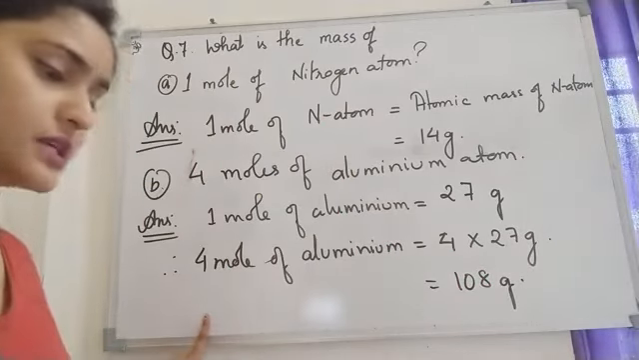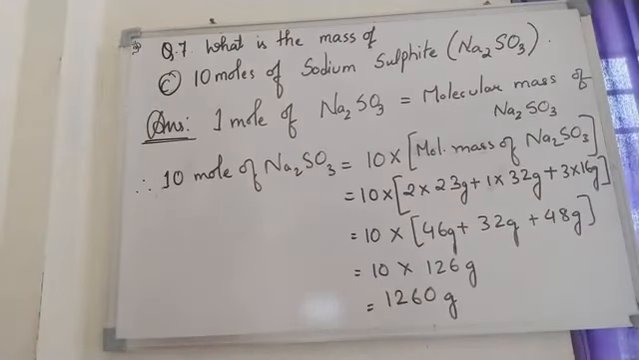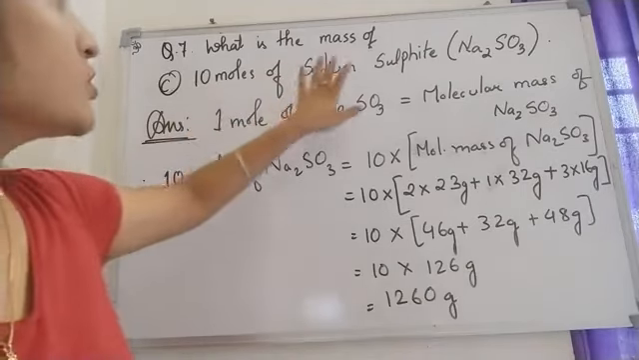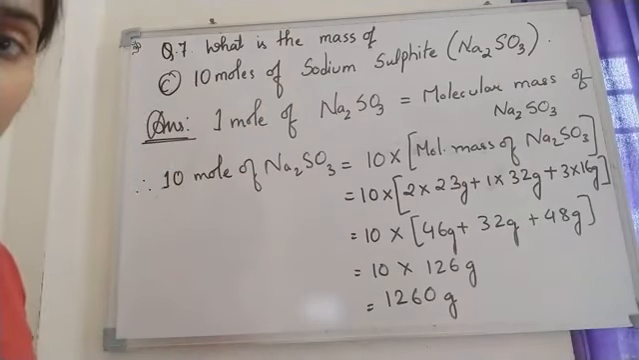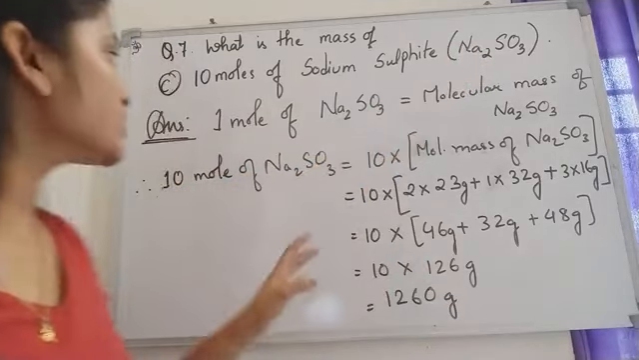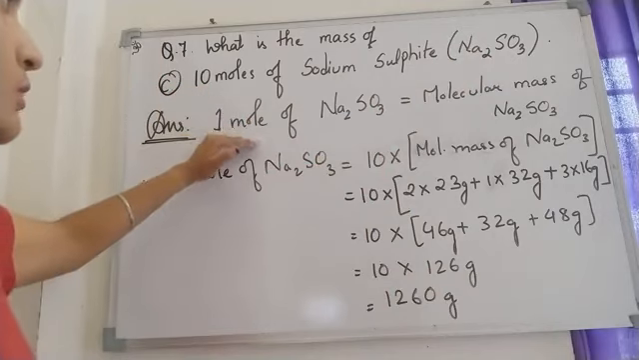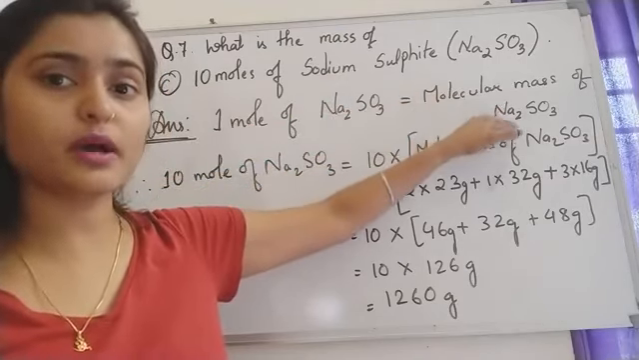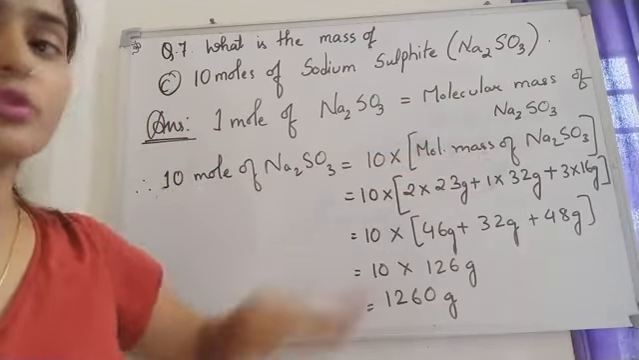Now let's move to number C, that is 10 moles of sodium sulfite. Nitrogen and aluminium were atoms, so it was equal to their atomic mass. Over here it's sodium sulfite, which is a molecule. So you are supposed to find out for 10 moles, but before that you need to know for 1 mole. So 1 mole of sodium sulfite will be equal to its molecular mass. So 10 moles will be equal to 10 into molecular mass of sodium sulfite.